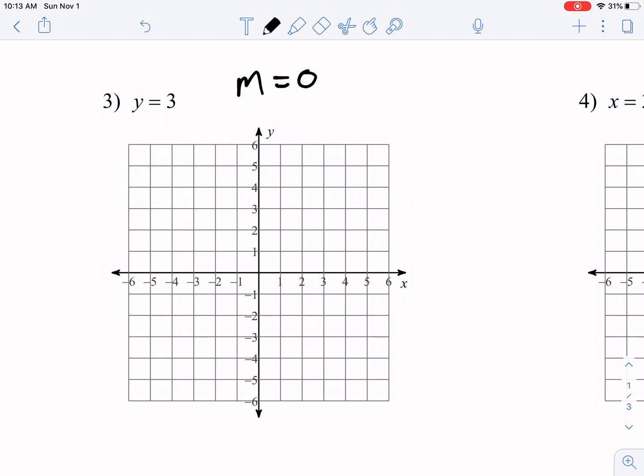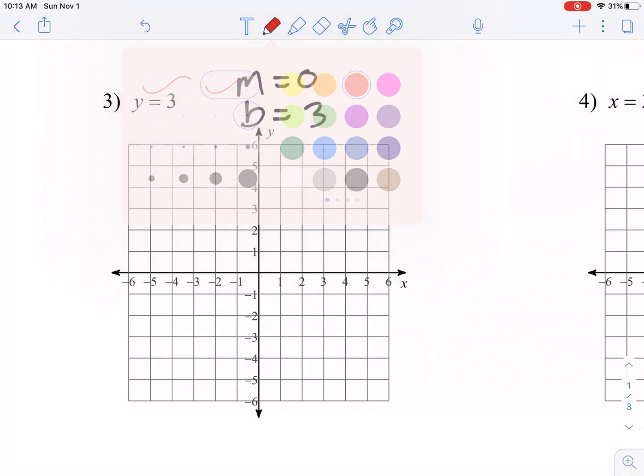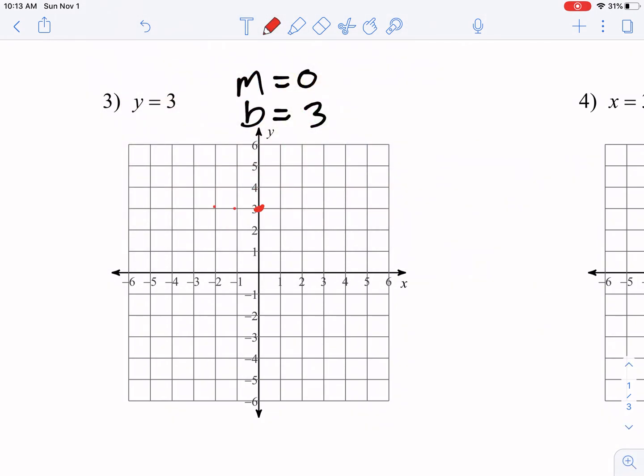Now, here's the tricky part. Y equals 3. What would the y-intercept be? Well, it'd be 3 because every y value in our line should be a 3. In other words, I cross the y-axis at 3. Every point on this line will be a y value of 3. No matter where I plot a point, the y value will always be 3. So when I cross the y-axis, it will also cross at 3. Okay? So our B is going to be 3 here.